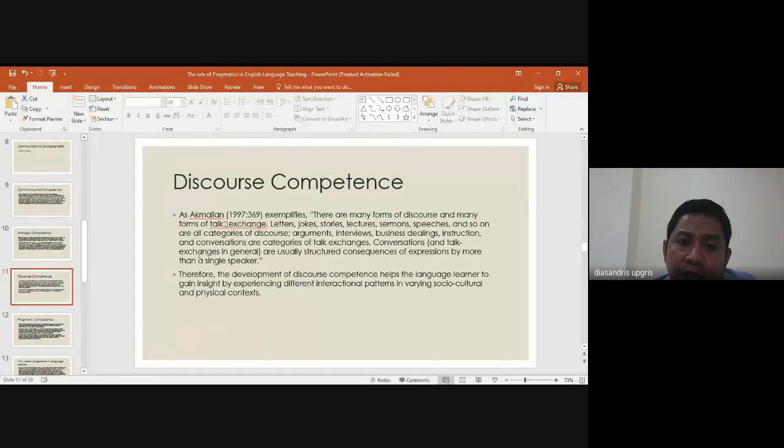Talk exchanges in general are usually structured consequences of the expressions by more than a single speaker. Therefore, the development of discourse competence helps the language learners to gain insight by experiencing different interactional patterns in varying sociocultural and physical contexts. That is the discourse competence. So, if you are interested in analyzing your scripts dealing with letters, jokes, stories, lectures, sermons, speeches, arguments, interviews, business, or instructions, that falls under discourse competence.